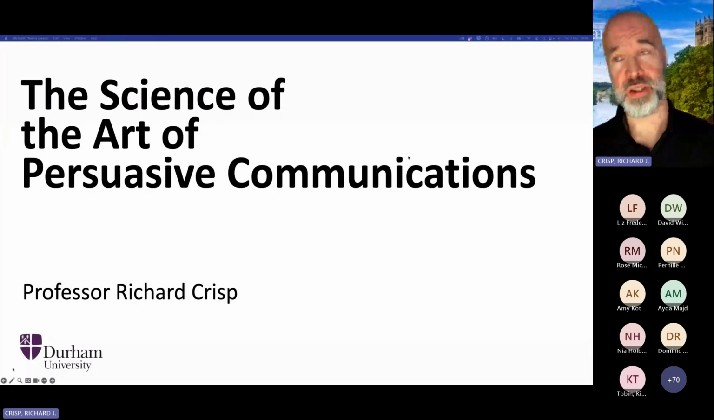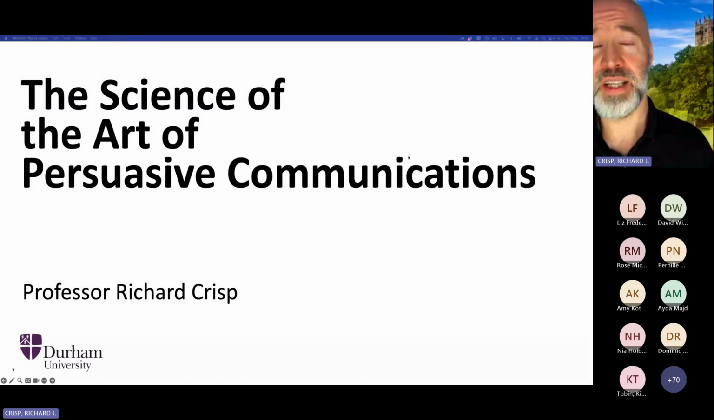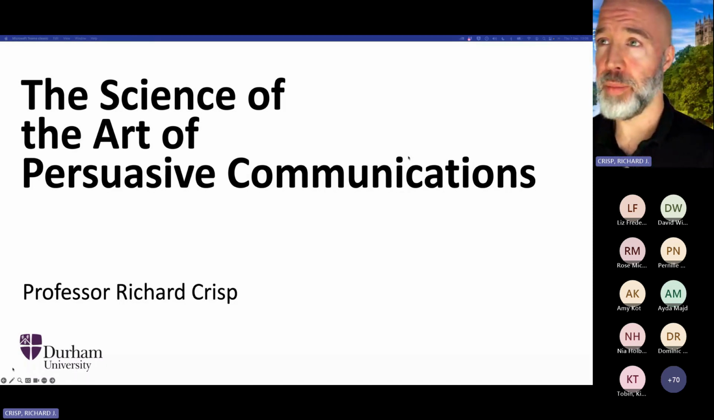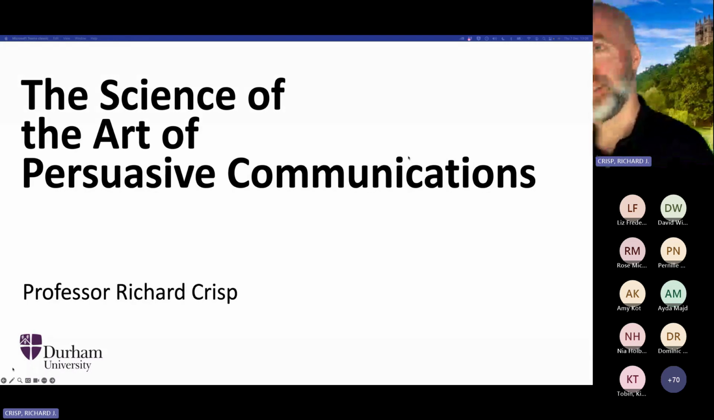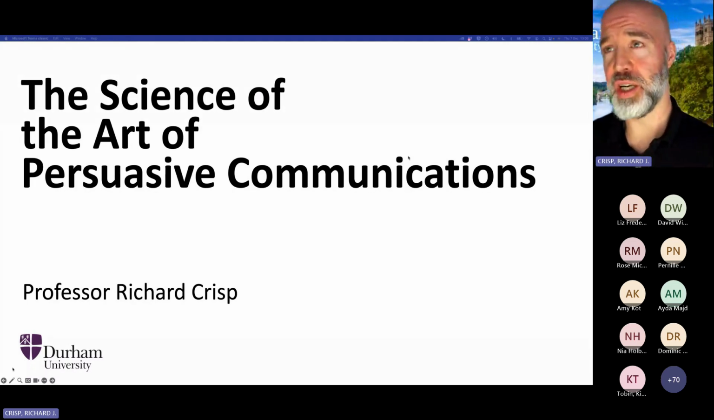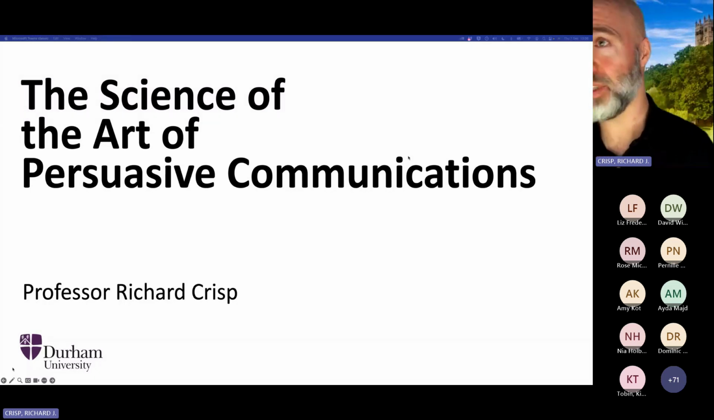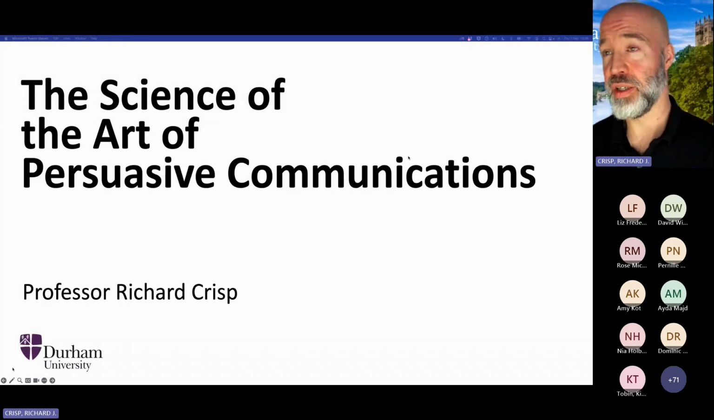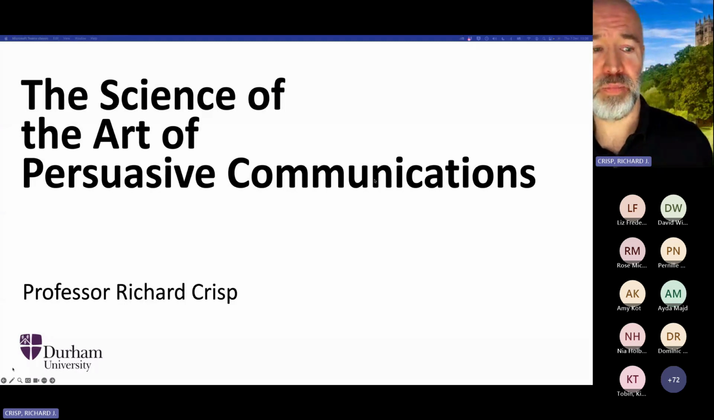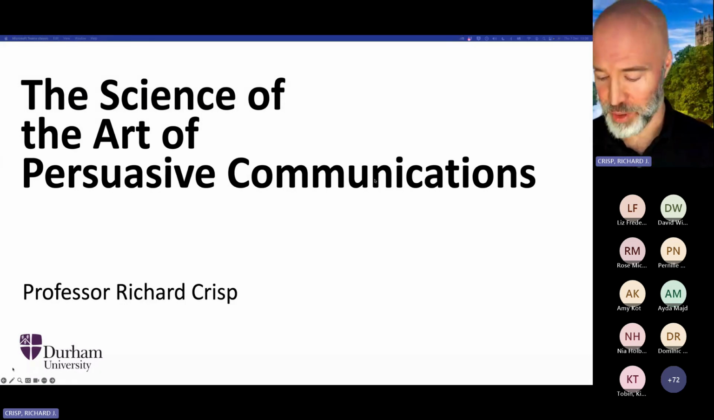I'm going to give you a few examples from those experiences today to hopefully try and bring some of these principles to life. I'm going to focus on 4 key nudges, if you like, that you can use in communications. There are hundreds of them, but these are the 4 which I think are really useful as a starting point, and 4 which I use in every single communication that I write. So let's go for the science of the art of persuasive communication.